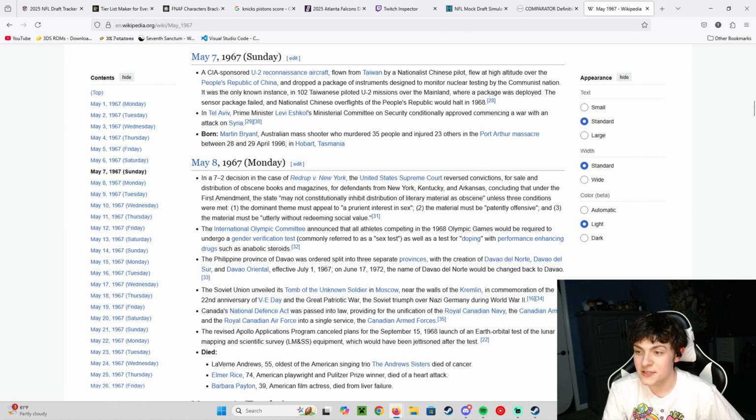Supreme Court reversed convictions for sale and distribution of obscene books and magazines for defendants from New York, Kentucky, and Arkansas, concluding that under the First Amendment, the state may not constitutionally inhibit distribution of literary material as obscene unless 3 conditions were met. The dominant theme must appeal to a prurient interest in sex. The material must be patently offensive, and 3, the material must be utterly without redeeming social value. That's great. The Supreme Court could just say, screw your book if it does not have social value. That is hilarious.